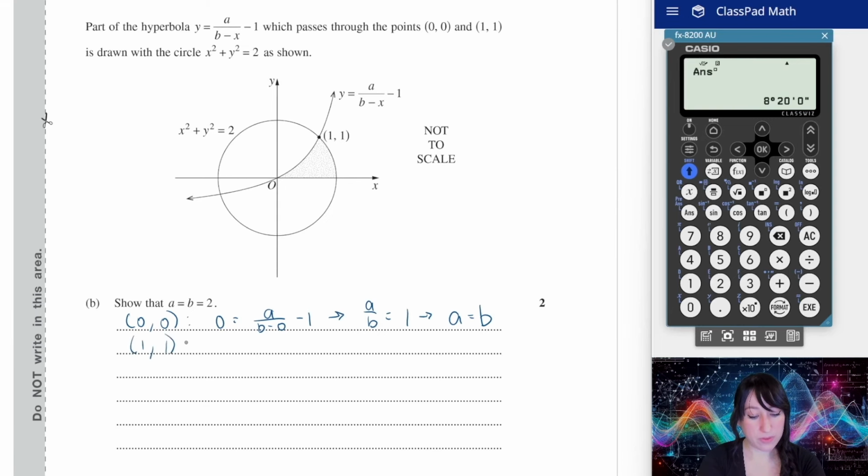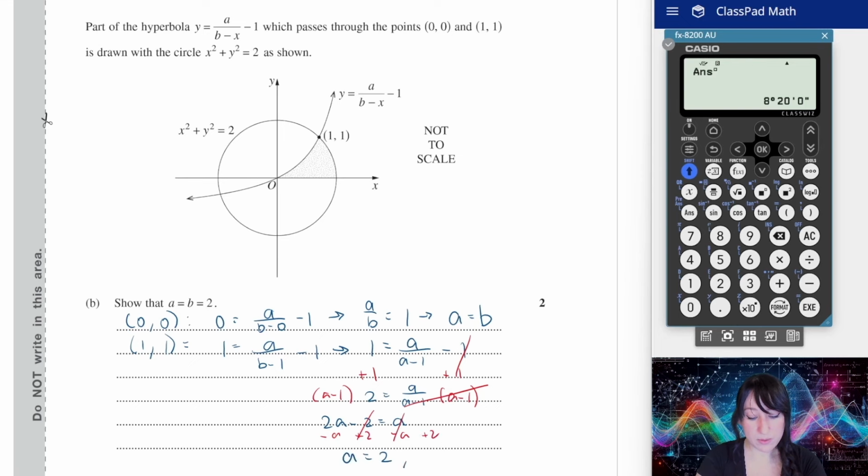Now with 1, 1, we have 1 equals a over b minus 1, minus 1. Since a is equal to b, we can replace one with the other, so we could write something like 1 equals a over a minus 1, minus 1, and solve for a. I'll add the 1 to both sides. Multiply both sides by a minus 1. So subtract a from both sides, and add 2 to both sides. A equals 2, and since a and b are equal to each other that we found here, b also equals 2.